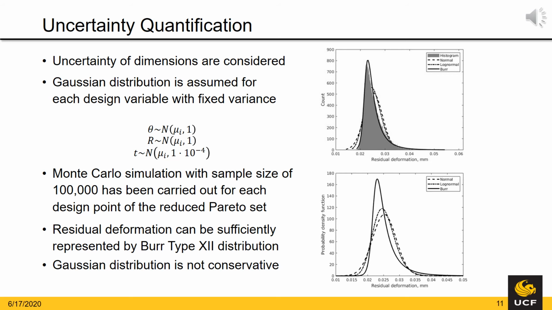The variation of the residual deformation for one design point was plotted in a histogram and can be seen in the upper right figure, represented by the gray area.